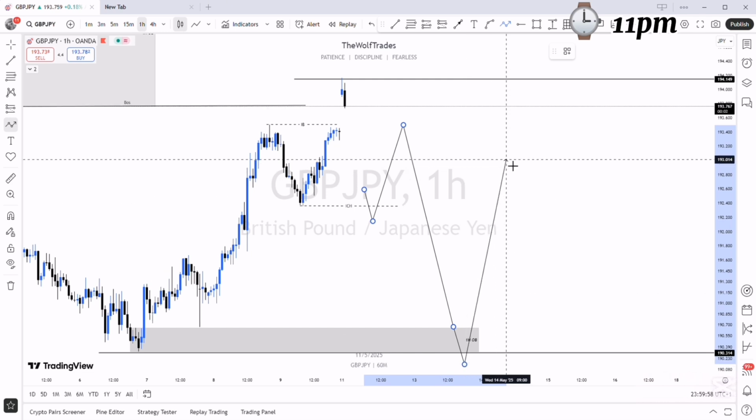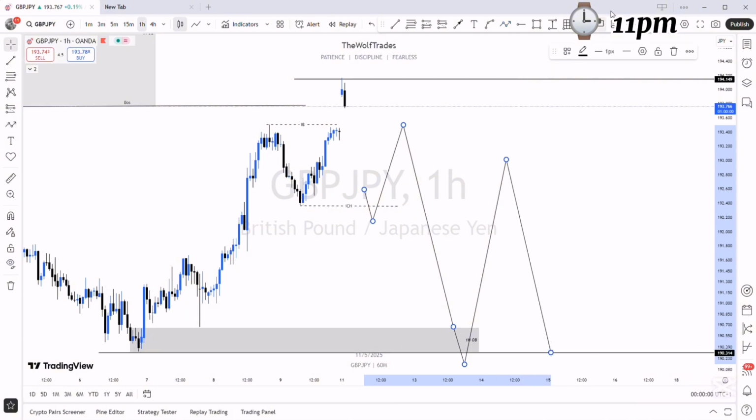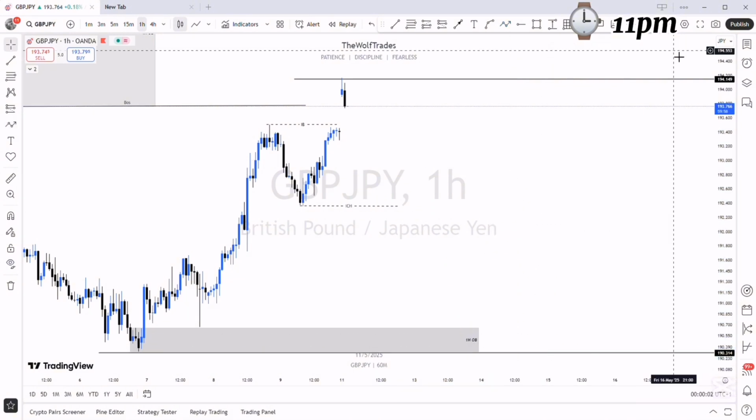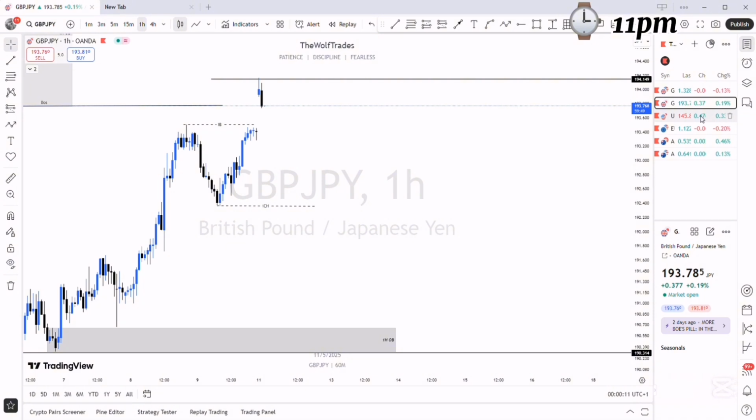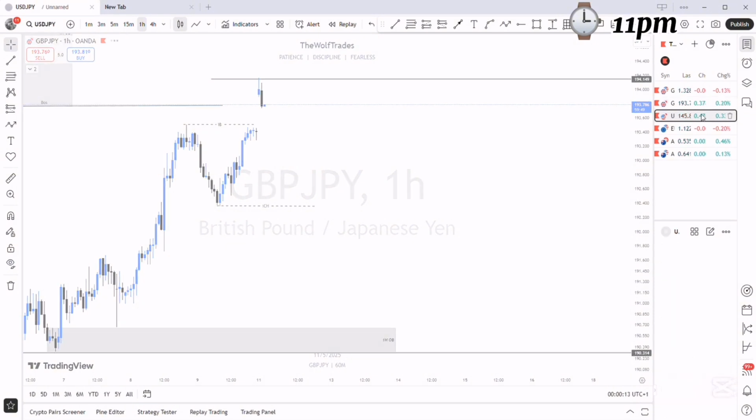And if price is able to break and close that low, meaning the overall trend, the lower time frame must align with the higher time frame. So yeah.